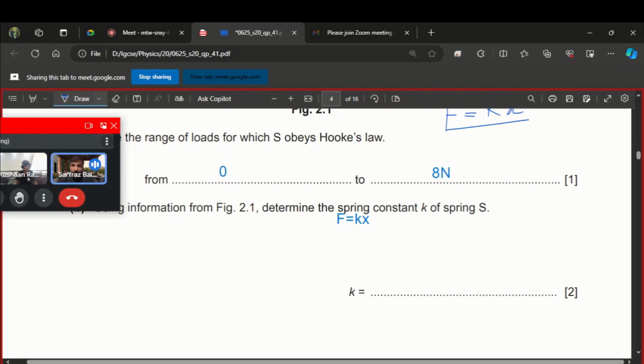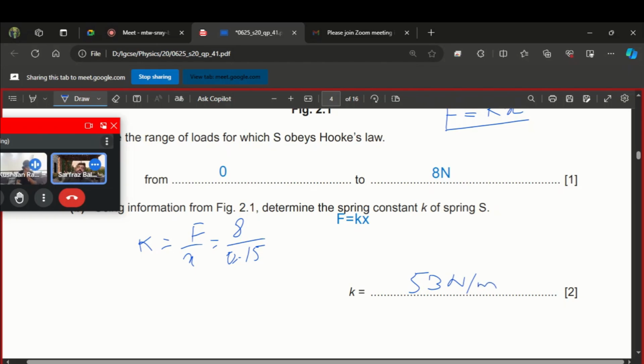So for k, we will use k equal to F over x. So F in this case is 15 Newton. Sorry, 8 Newton, not 15. It's 8 Newton. 8 over 15. By the way, if we are calculating in meter, then we will use 0.15. Is it okay? It becomes 53.33. So you can write 53 Newton per meter.